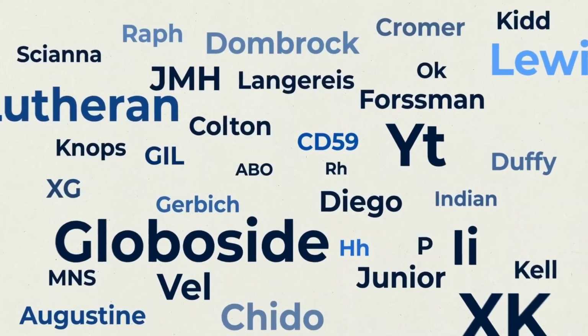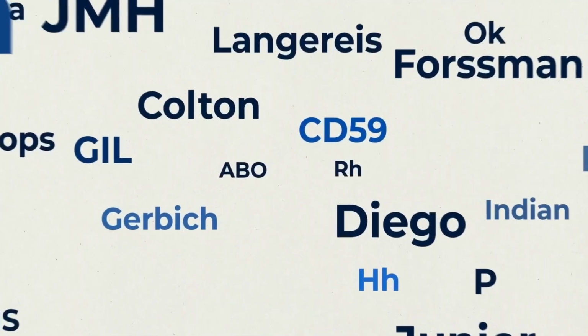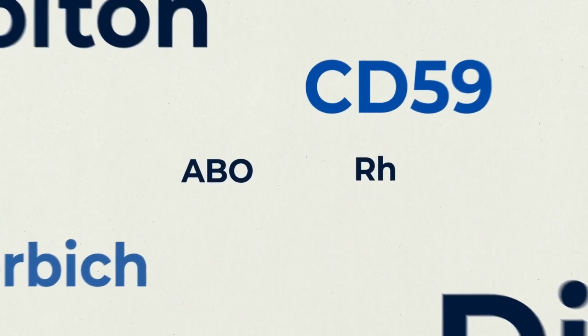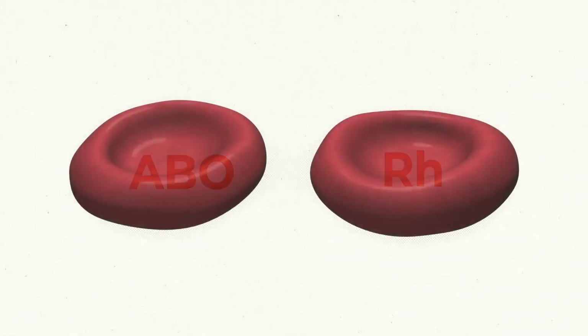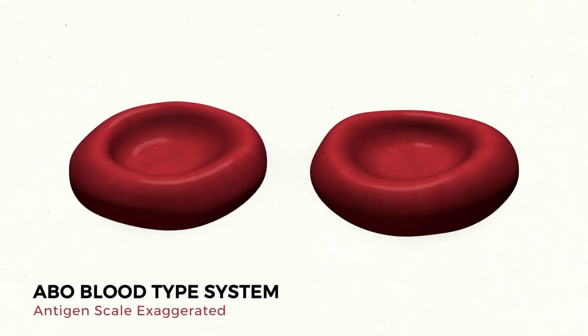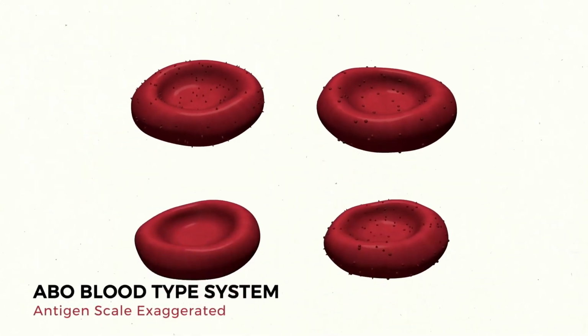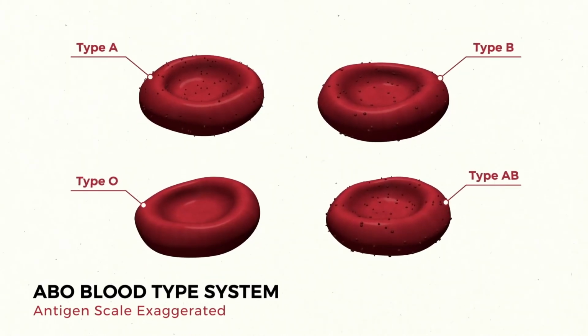There are a total of 33 different classification systems recognized, but most people only need to worry about the two most common ones, the ABO and RH systems. The ABO system classifies blood based on the presence of antigens, antigen A and antigen B. You can have one or the other, both, or neither.